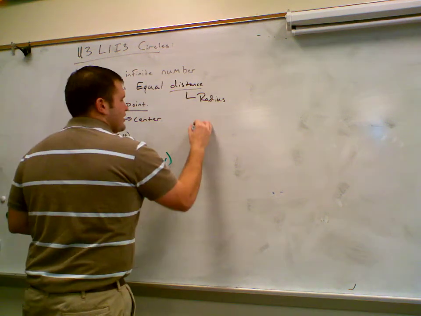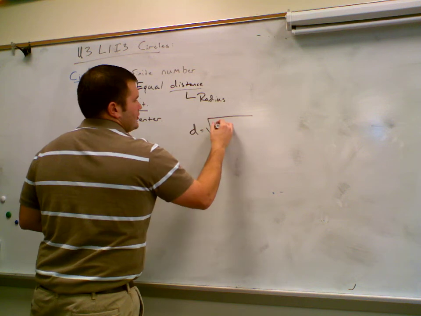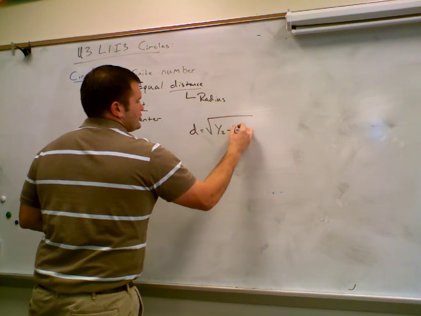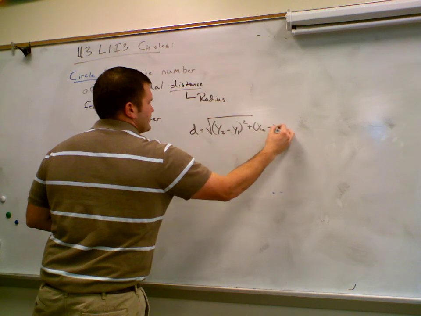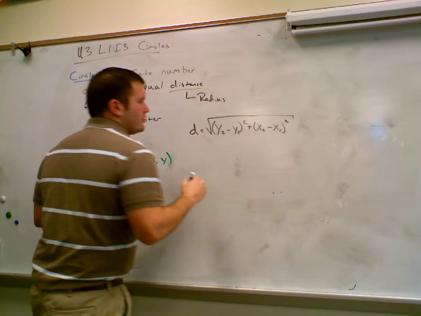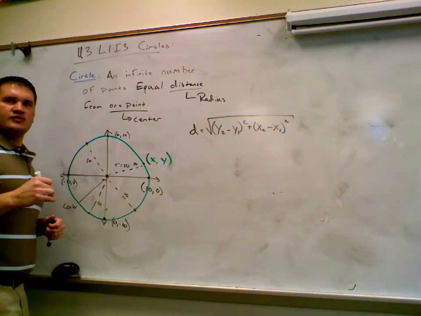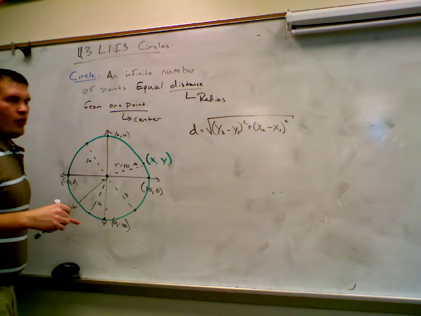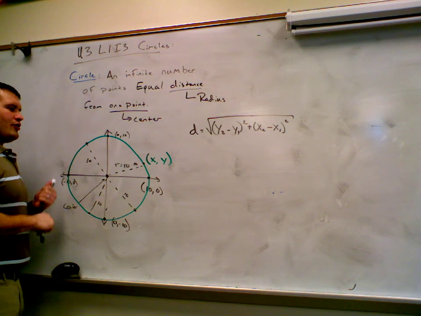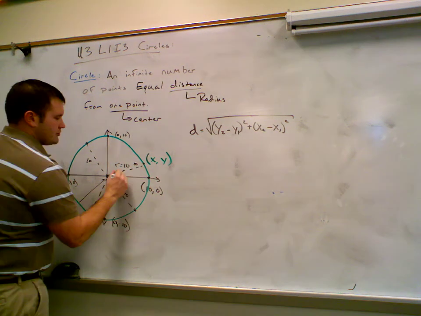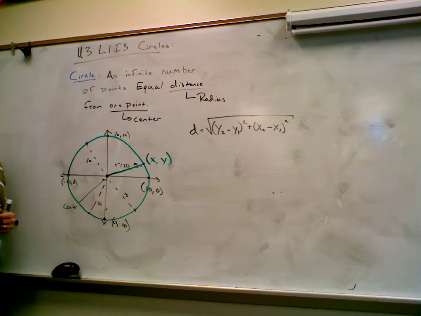Now the distance formula tells me we have y2 minus y1 squared plus x2 minus x1 squared, right? That's the distance formula. Okay. Now, which point is going to be my x1 and y1 on this distance calculation here? Which point's going to be x1 and y1?